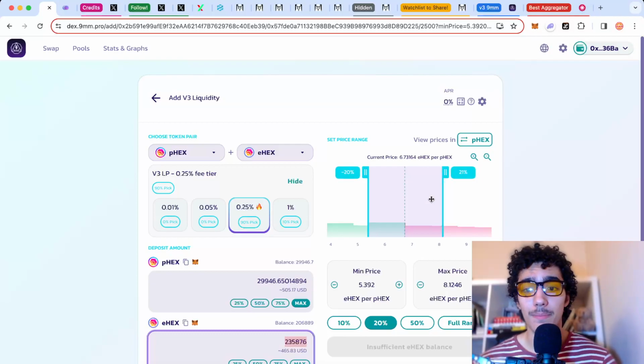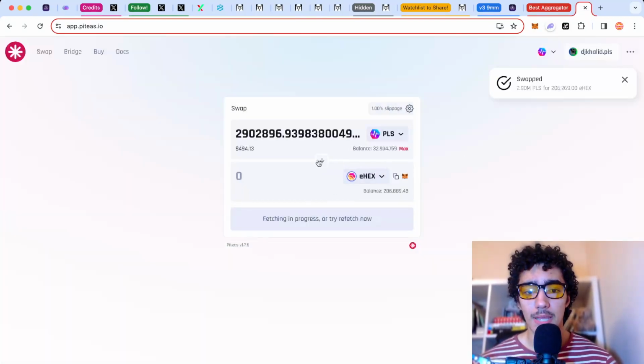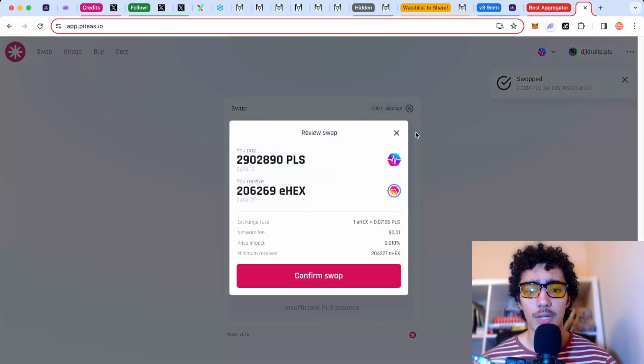Guys, if you think Pulsechain is super early because it's altcoin season and it's going to do great, now think of version 3 pools. Not a lot of people know about 9mm. Not a lot of people know that version 3 pools are already here in Pulsechain. It's crazy. Anyways, now that I have 20k, perfect.